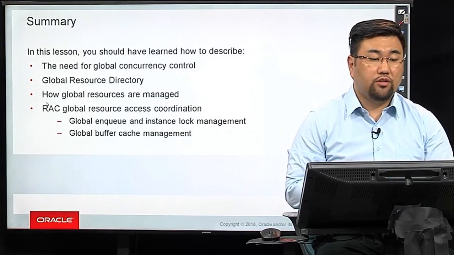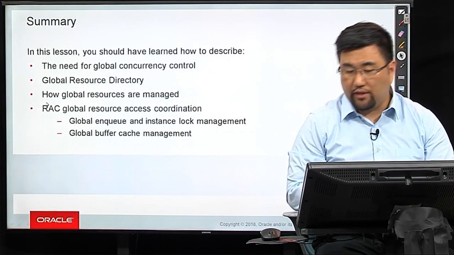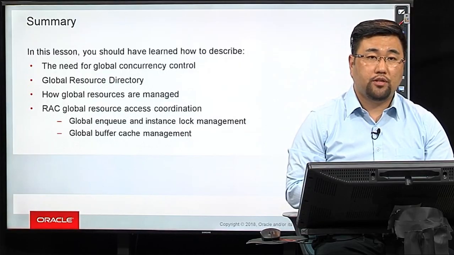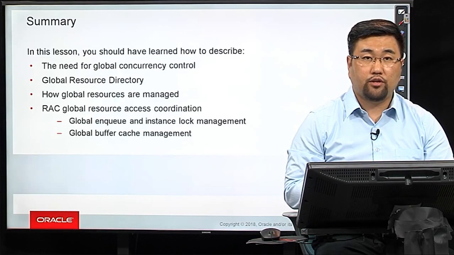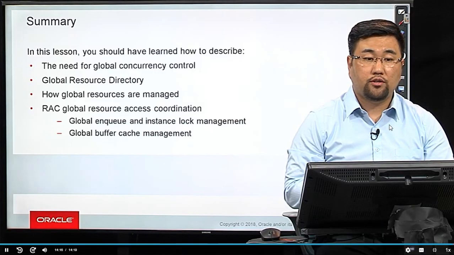Okay, so this was the second part of lesson 7. I briefly gave you an overview of global cache management and also four different scenarios of single block transfer, and also a brief introduction to multi-block scenarios as well. And this is for lesson 7.